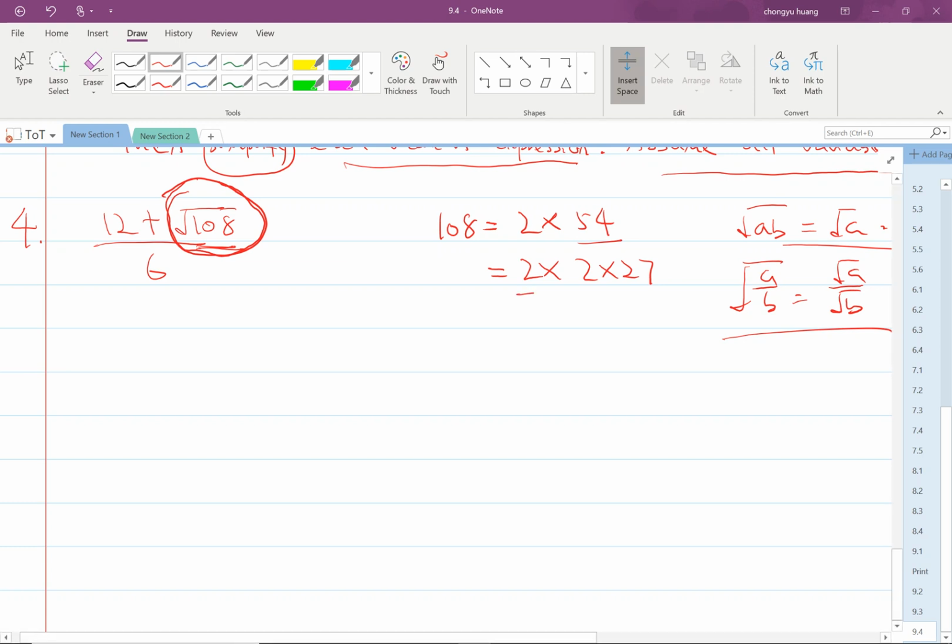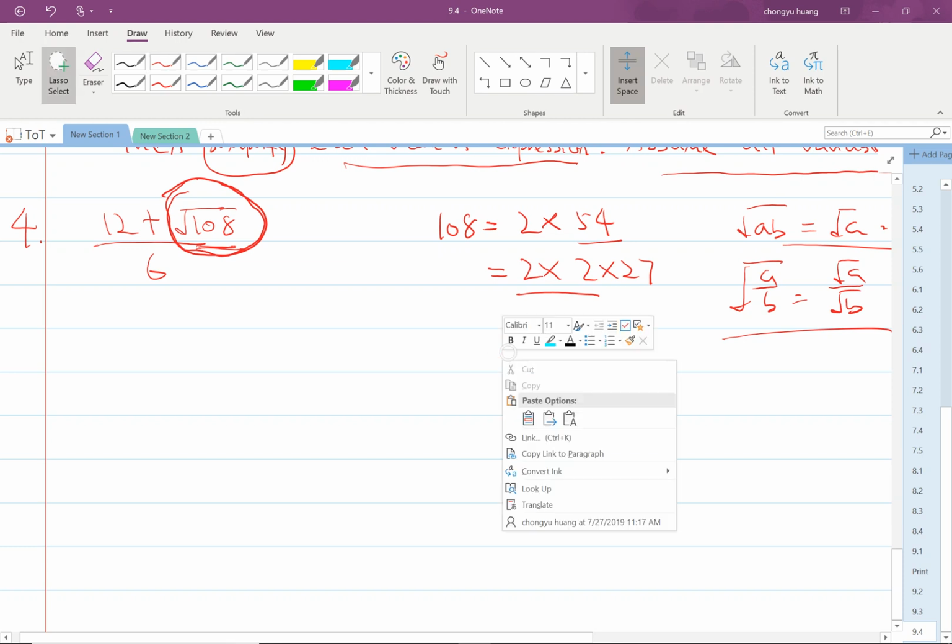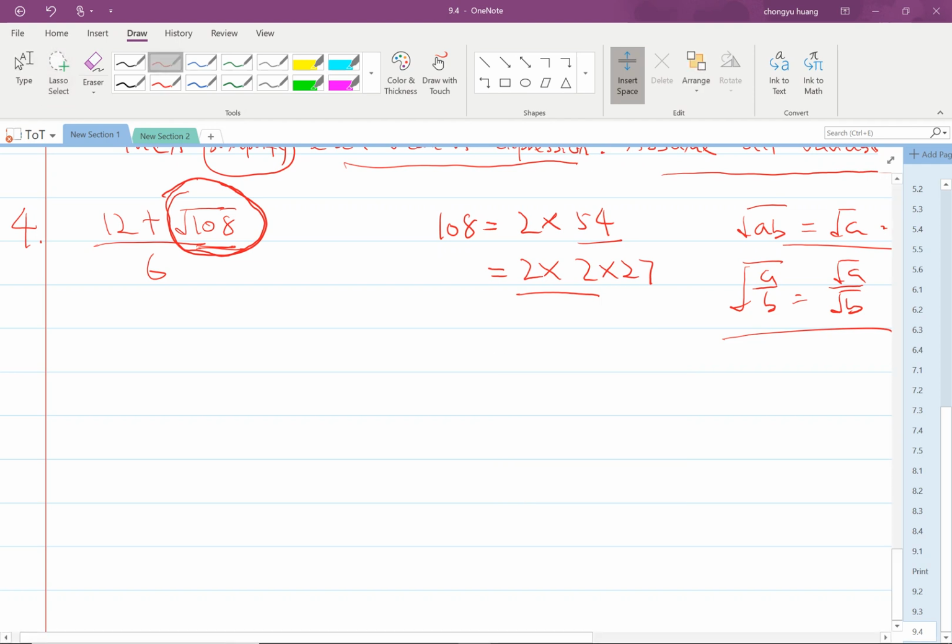So you can write 2 multiplied by 2 as simply 2 to the power 2, right? And then we know that 27 over here is actually 3 to the power 3, right? So we write down 2 to the power 2, and then we write 3 to the power 3 as 3 to the power 2 multiplied by another 3, right?